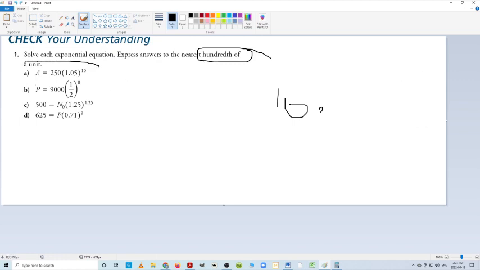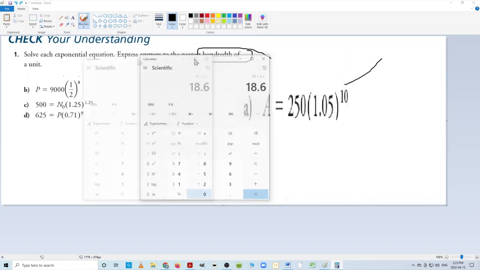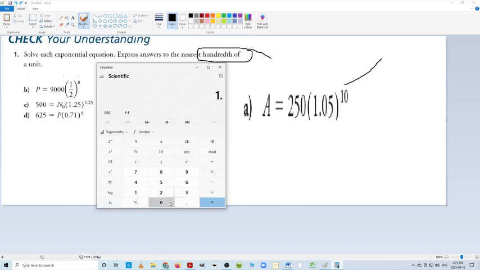Okay, so how do we solve this? Well, here they just want you to practice using your calculator, and so these are pretty straightforward. In BEDMAS order, it goes brackets, nothing really to be done there, but exponents, then multiplication. So we have to put that to the power of 10 and multiply by 250. They just want you to get comfortable getting answers for A. So I use x to the y, which is any exponent, so I do 1.05 x to the y 10 equals, and then I multiply it by 250. So that's A.